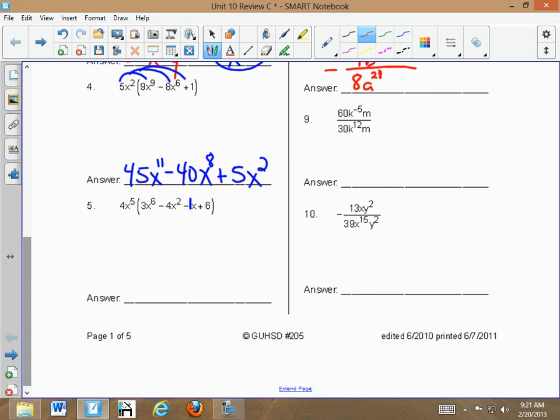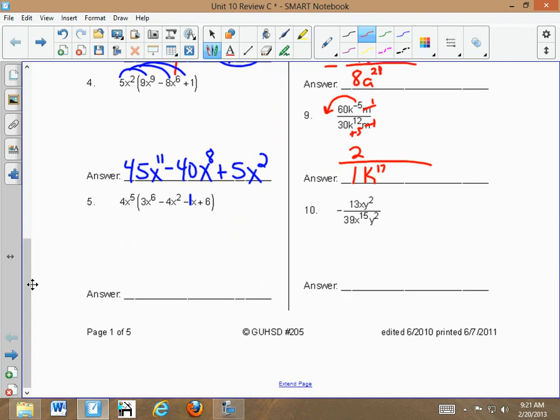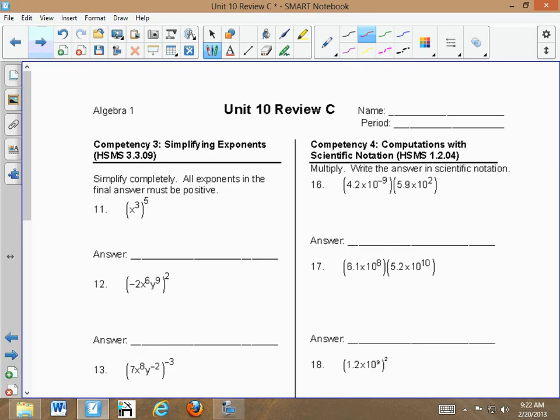30 can go into 60 2 times. I have negative 5 K's on top. So when I bring this down, it's going to become plus 5. So I'm going to get 17 K's on bottom. I have 1 M on top, 1 M on bottom. They cancel out. The M's go away. So 2 over 1 K to the 17th or 2 over K to the 17th is fine. Number 10, I think we got the hang of this. So I'm going to move on to the next competency.